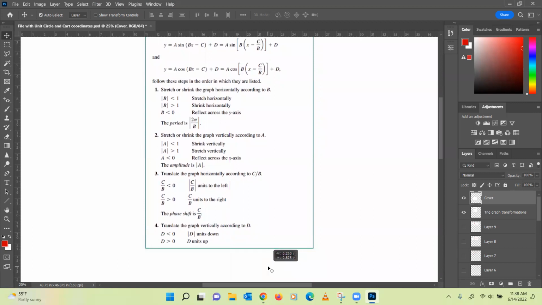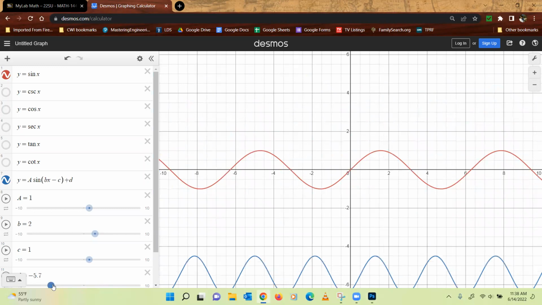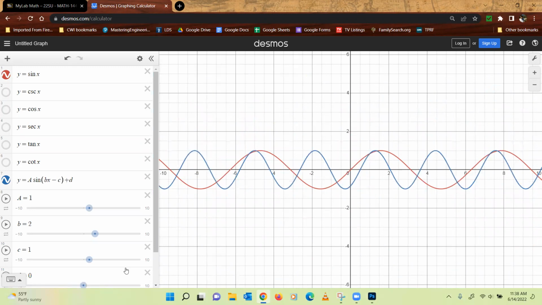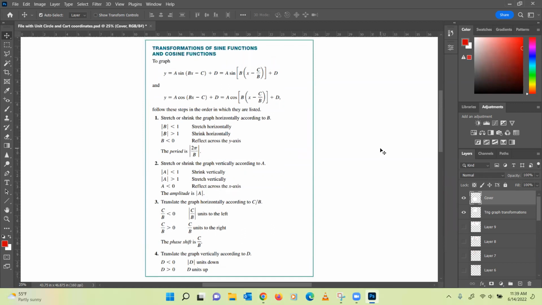And now our vertical translation is just D, whether that moves you up or down. And we saw that already over here in our sliders. We can move up or down a distance D from the x-axis. That one's pretty straightforward. It's the phase shift that's odd, that's C over B, and the period is 2 pi over B. Other than that, this follows the same sort of translations that we saw in algebra. So you can feel pretty comfortable with that. And again, this table is in your book on page 470.